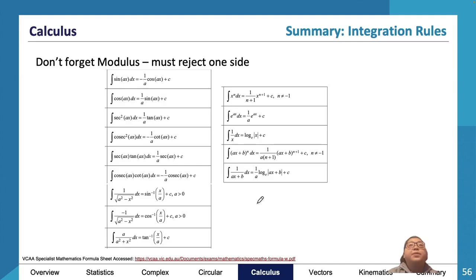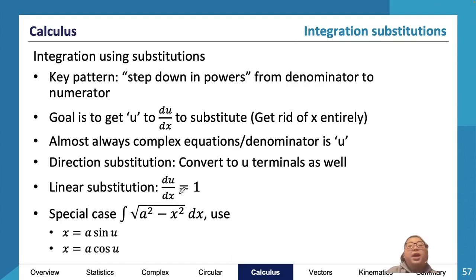Good. These are some formulas that come up in your questions. For logs, don't forget that it's a modulus, so you need to make sure to reject one of the answers. For Methods, they actually don't worry about the modulus. So these are a bit of summaries.